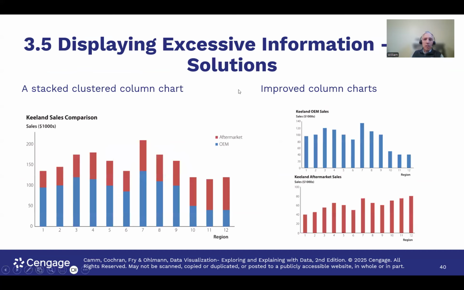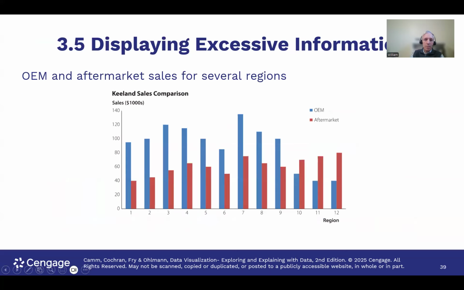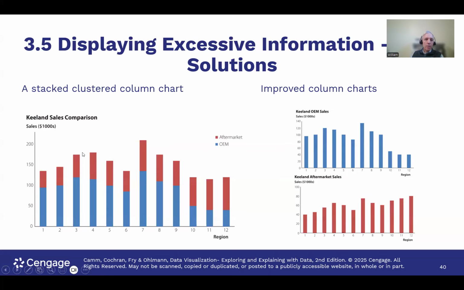So what they're suggesting to do instead is one of two things. If what you're trying to do is you're really trying to show the total sales, then yeah, of course, this is wrong because if I wanted to understand total sales, I'd have to stack this orange bar on top of the blue bar. So that was really displaying excessive information when what I really wanted to talk about was total sales. And here's the components of them. It's this part's aftermarket and this part's OEM. So a stacked clustered column chart would work best if that's what I'm trying to do. If that's the task that I'm trying to have my user undertake, my reader undertake.